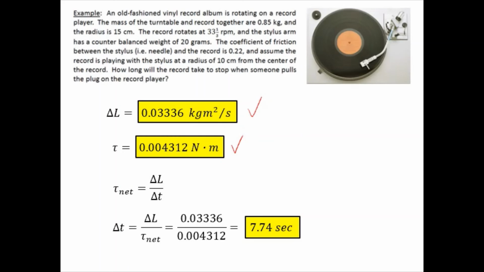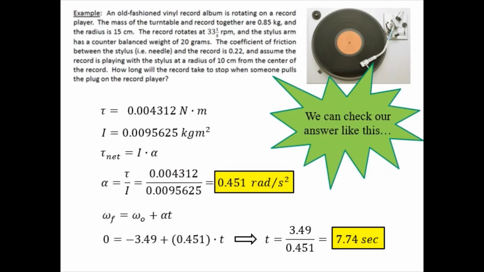Now, if that is correct, it would be nice to be able to confirm that somehow, and fortunately there's a way to do that. We can check our answer. We've got our torque, we've got our rotational inertia, and we know another law, torque net equals I alpha. That's basically Newton's second law written for a system that does not change rotational inertia, which is what we have here.